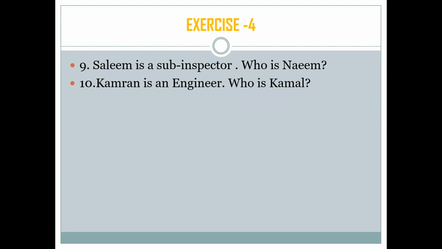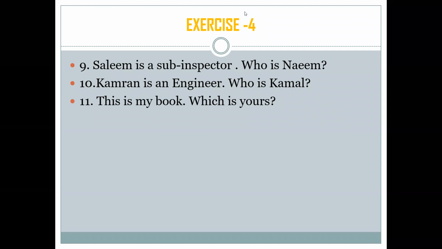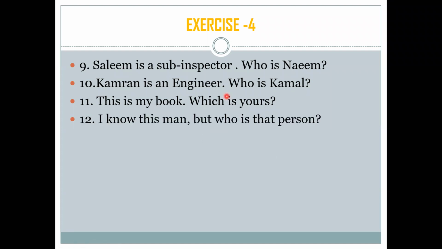Number 9, Salim is a sub inspector. Who is Naeem? Number 10, Kamran is an engineer. Who is Kamal? And number 11, this is my book. Which is yours? Number 12, I know this man, but who is that person? Number 13, who was Allama Iqbal?